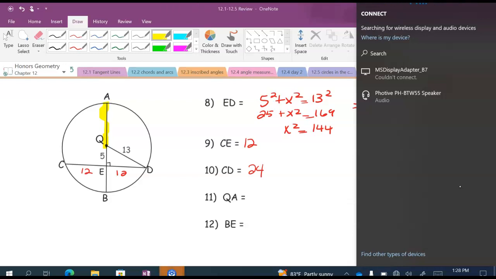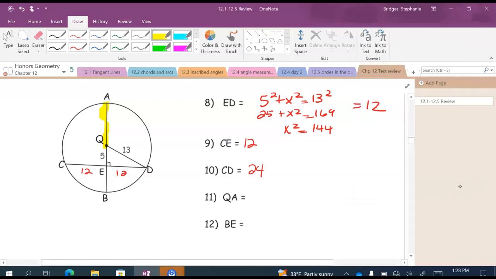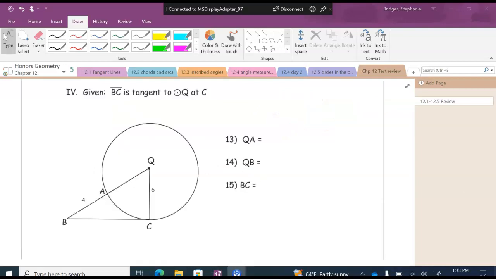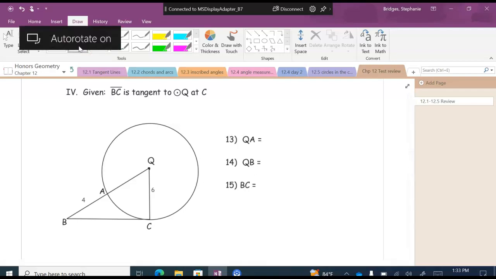Okay, so we said that's 12, that's labeled 13, that's labeled 5. We said that's 12, so the whole thing was 24. Again, the next one they were asking me for, yeah, hold on. If BC is tangent to my circle, what does that mean it is at angle C? Which makes what kind of angle? Yep.